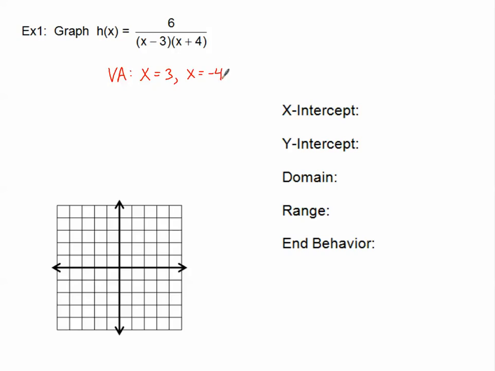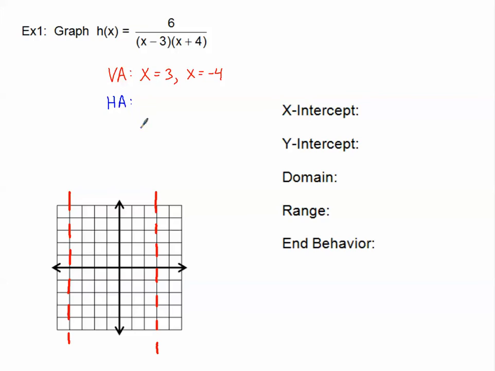So this is the first time that we've actually had 2 vertical asymptotes. I'll go to when x equals 3 and dash that in. And then I'll go to when x equals -4, 1, 2, 3, -4, and I'll dash that in. So we can already see that this is a little bit more of a complicated rational function. Let's do our horizontal asymptote.